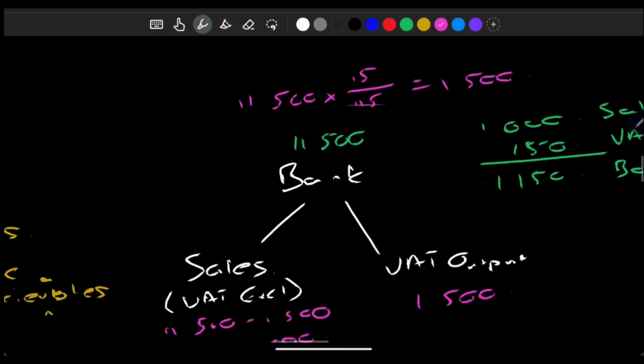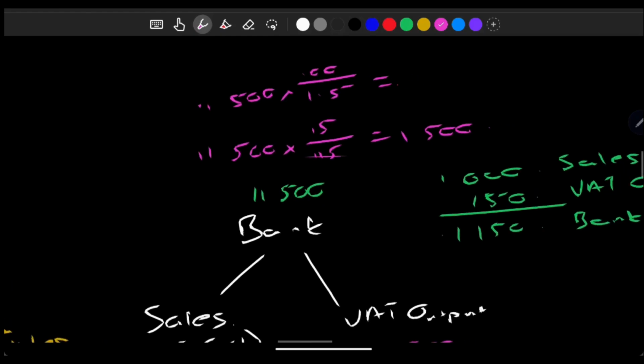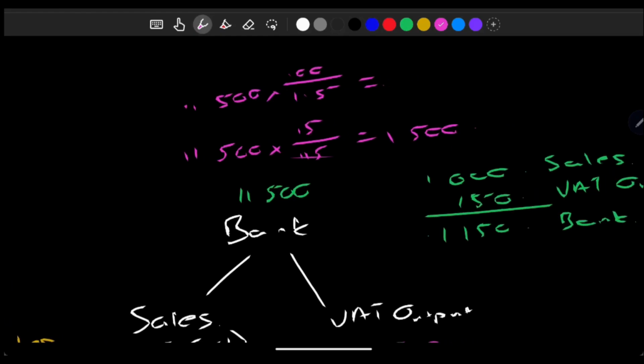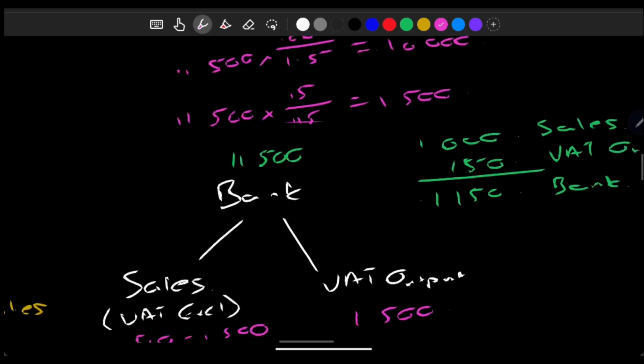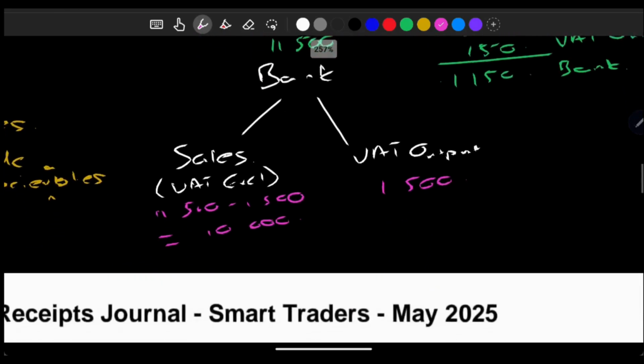Or you could also say 11,500 multiplied by 100 over 115 is equal to, just give me a second, same amount, 10,000, right? Two methods, same answer, right? As long as you have the right answer.